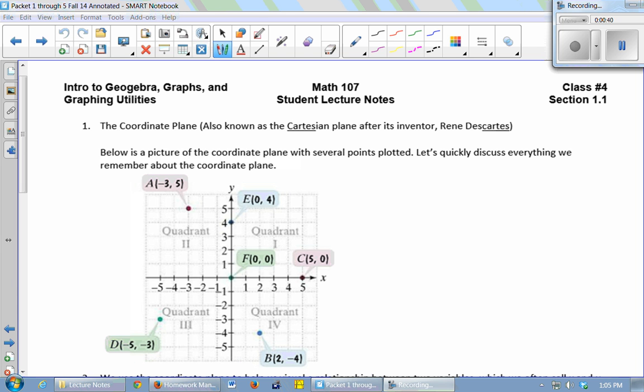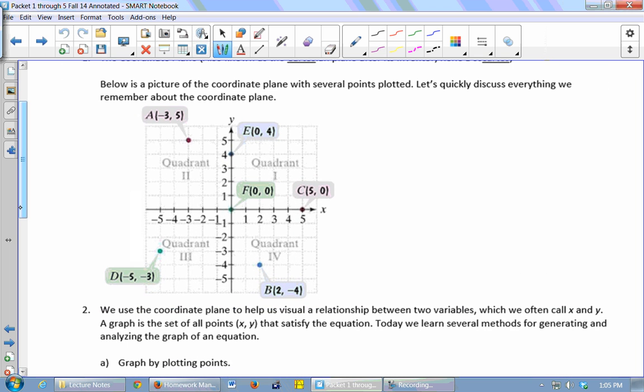Okay, so here's a picture of the coordinate plane, several points plotted. Let's quickly discuss everything we remember about the coordinate plane. What do you know about this picture? There's 4 quadrants, yep. It has an x and a y axis. There are positive and negative values for both x and for y. Good.